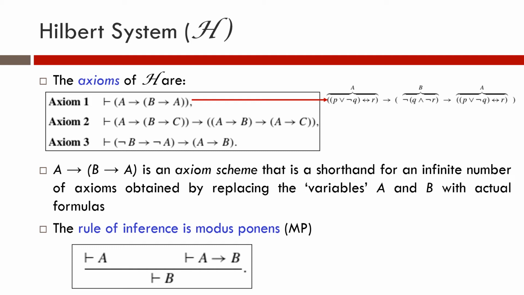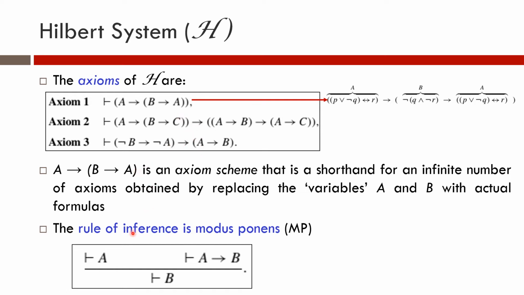So when we apply this axiom A implies (B implies A), you can see that it will be like (p or negation q equivalence r) implies ((negation q and negation r) implies (p or negation q equivalence r)). See here, this formula A and this formula A should be the same, because here we have A implies (B implies A). So these are the three axioms in Hilbert system.